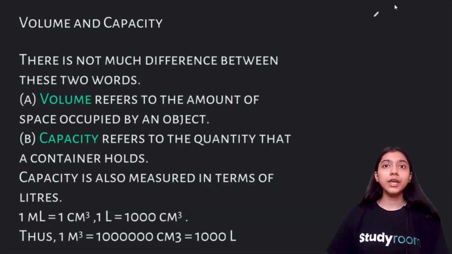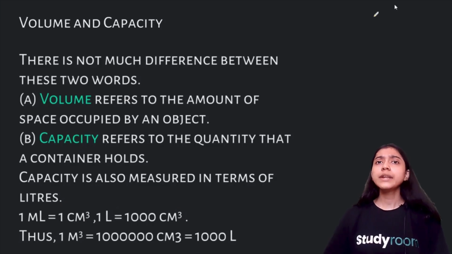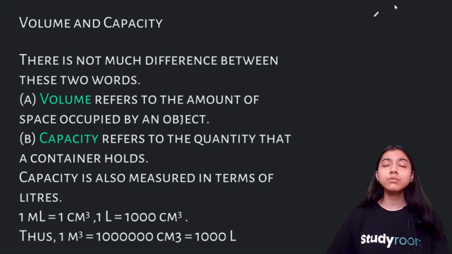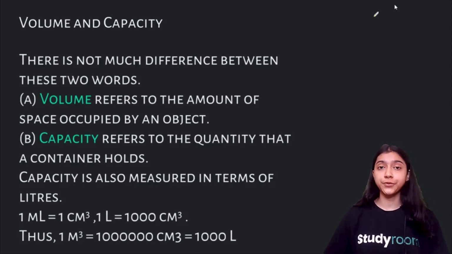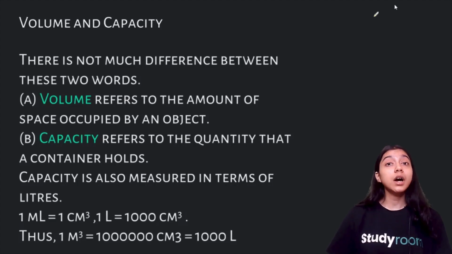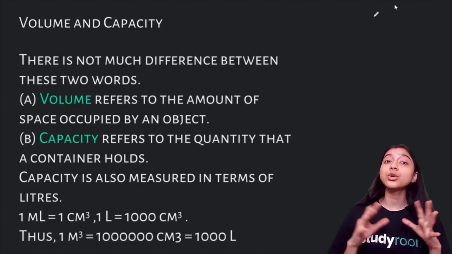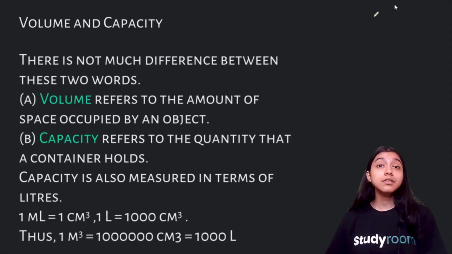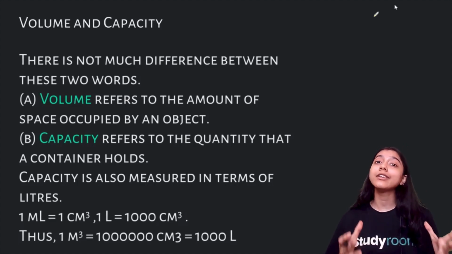Now in this chapter, we have used two words a lot. One is volume and the other is capacity. These two words are almost the same. There is not much difference. The only thing is that volume is used to refer the amount of space that is occupied by a given object. But in case of capacity, capacity refers to the quantity that a container can hold.